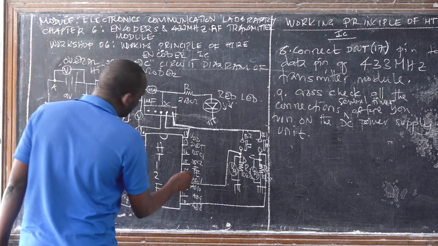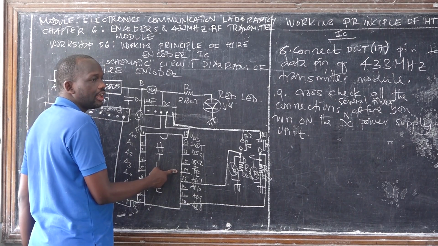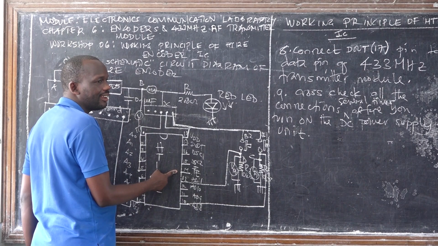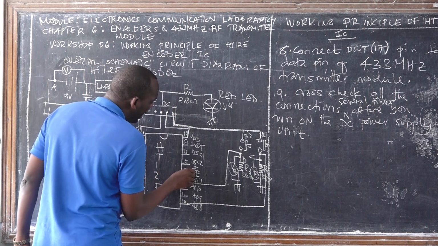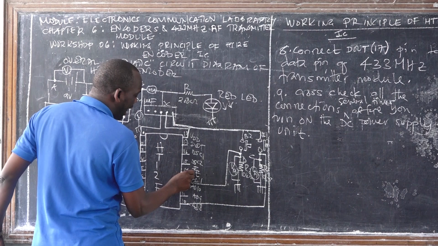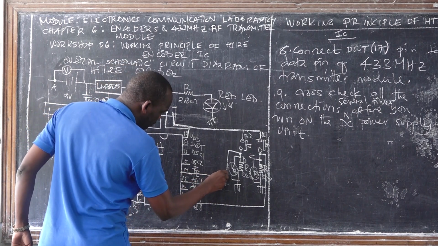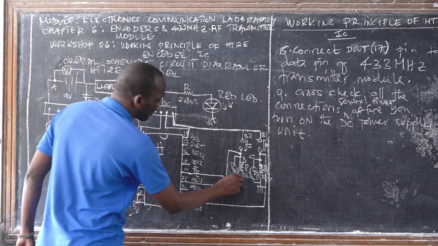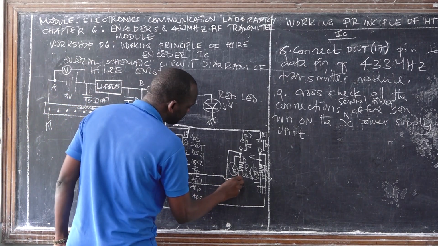Pull up the transmission enable pin. Pin number what? So how can we pull it down? Simple. You take the male-to-male jumper and connect it with a common ground. You have to remember that.